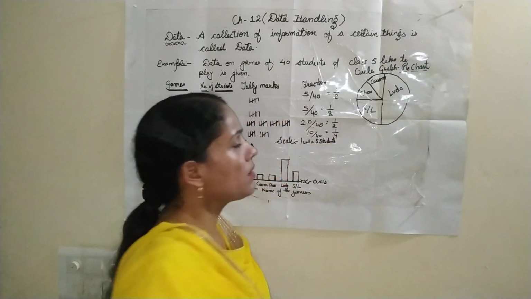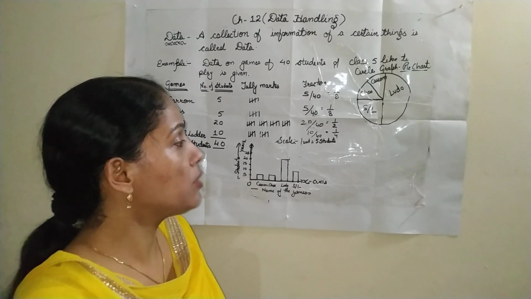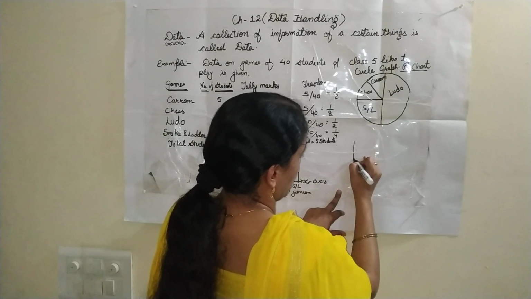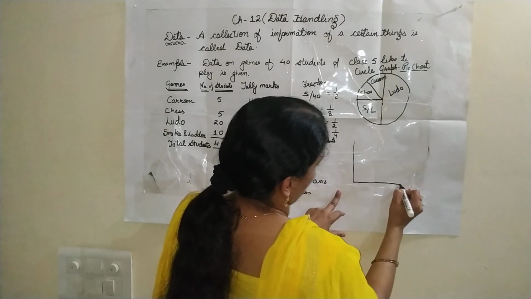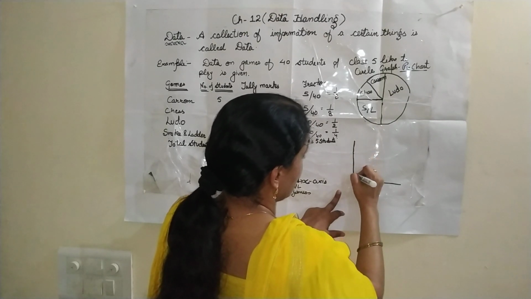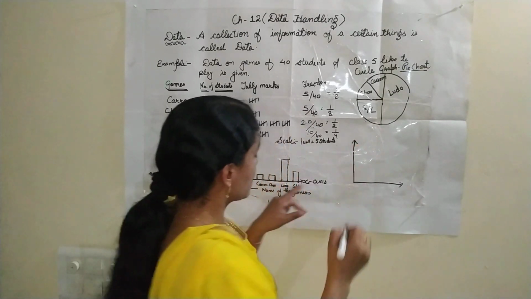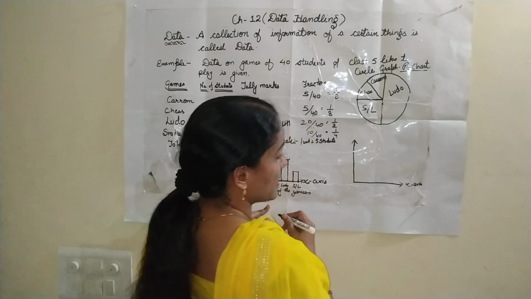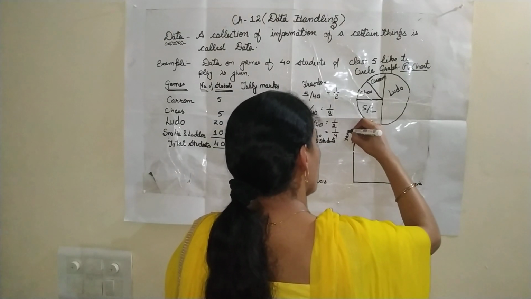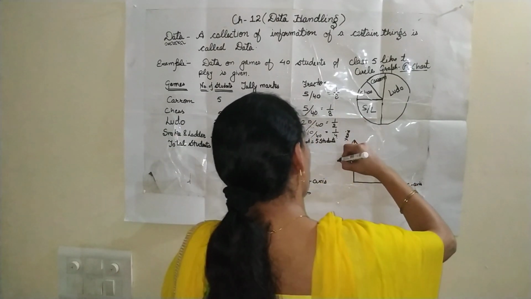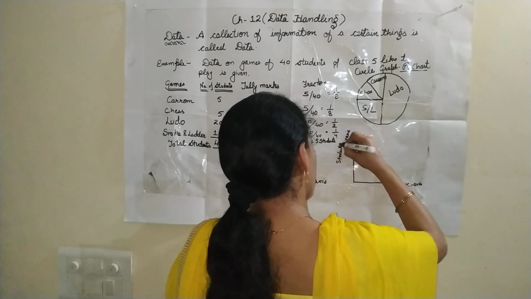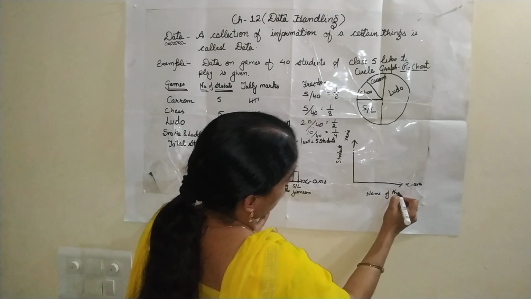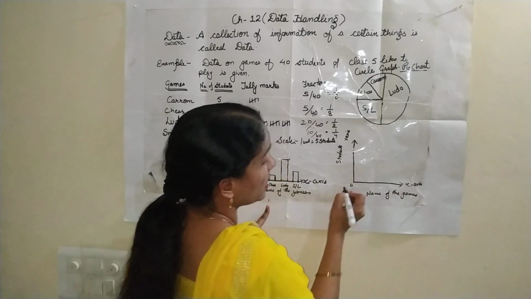Okay. Now the next one: if I tell you to draw a line graph, in the same way you have to take the x-axis and y-axis, same as the bar graph. The x-axis is on the horizontal side and this is the y-axis vertically. Here you have to take students, and here the names of the games. But what is the difference here?